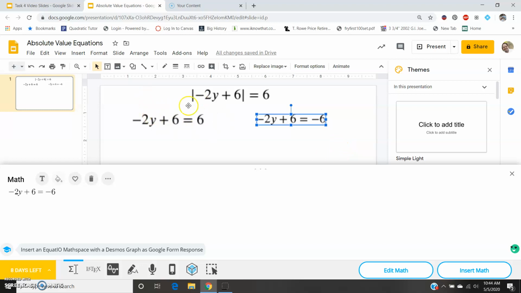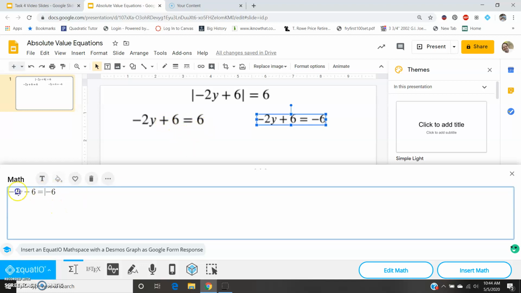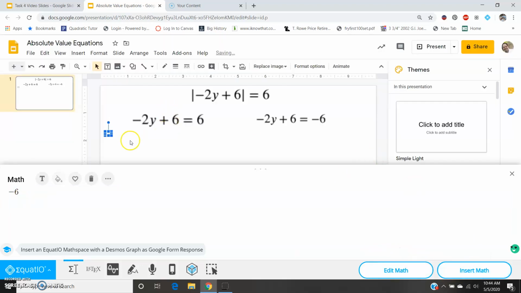So now, if I go back to here, the first thing I'm going to have to do is subtract 6 from both sides to move this positive 6 over here. And I have a negative 6 right there. So if I just delete that, boom, insert math, and slide it over to here.